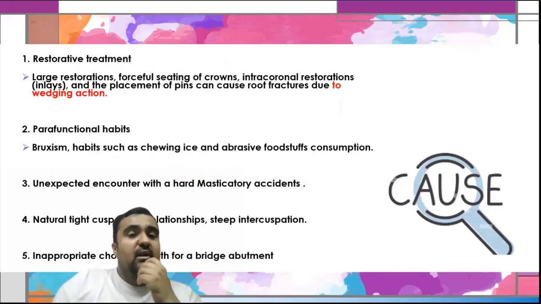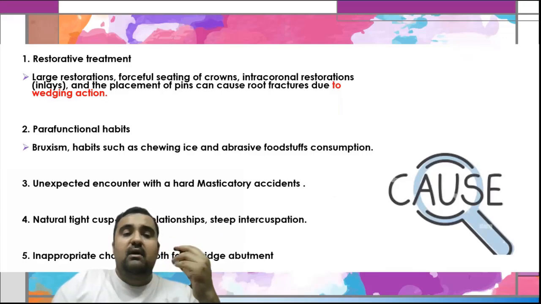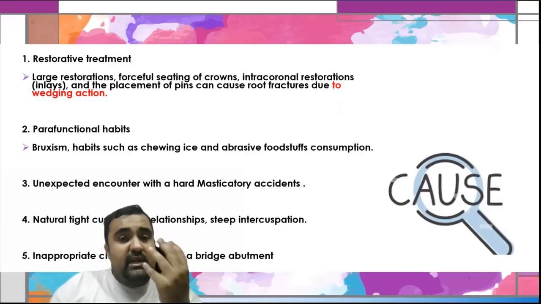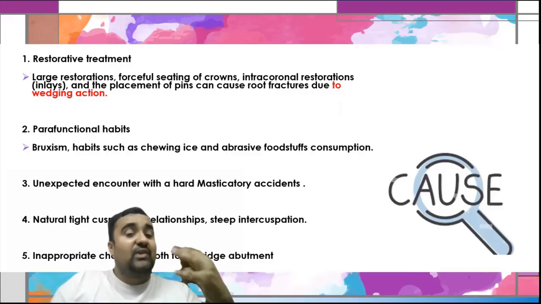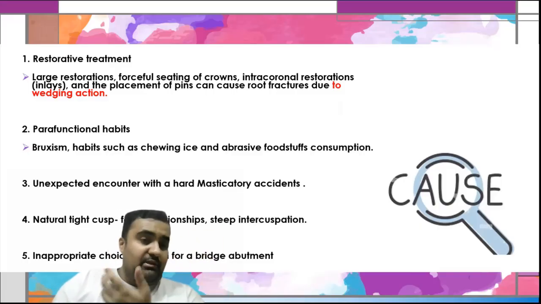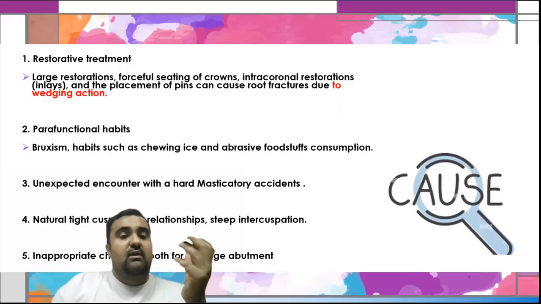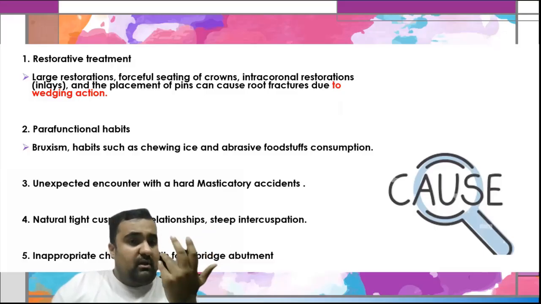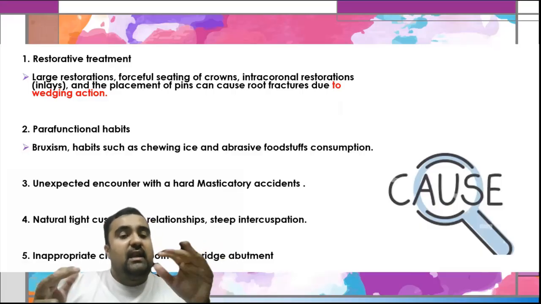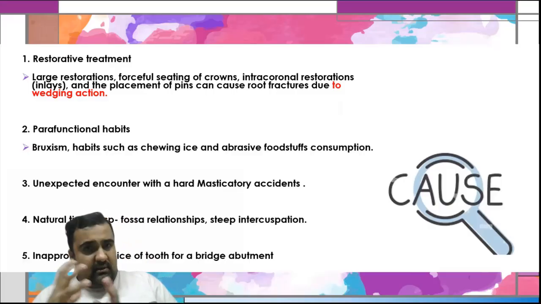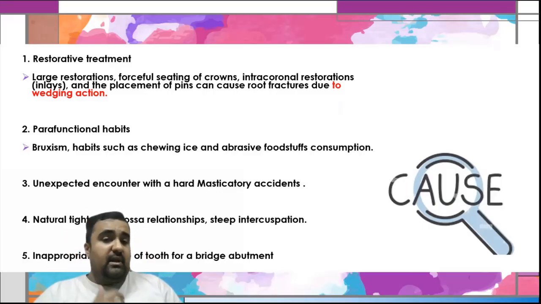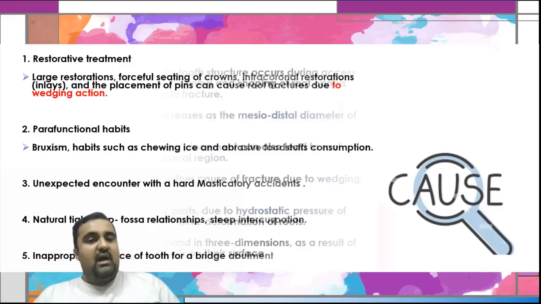So what are the factors? Some are due to restorative treatment: large restorations, forceful seating of crowns, intracoronal restorations like inlays, and placement of pins, which can cause stresses or a wedging action causing root fracture. Parafunctional habits like bruxism, chewing ice, or abrasive food can also lead to vertical root fracture. Others include unexpected encounters with hard masticatory objects, natural tight fossa-cusp relationships, steep intercuspation, and inappropriate choice of a tooth as a bridge abutment.